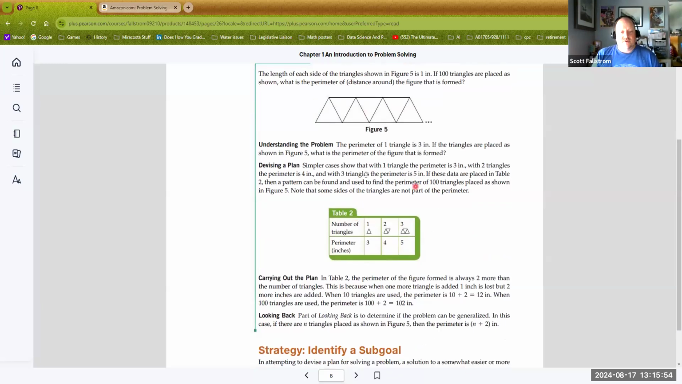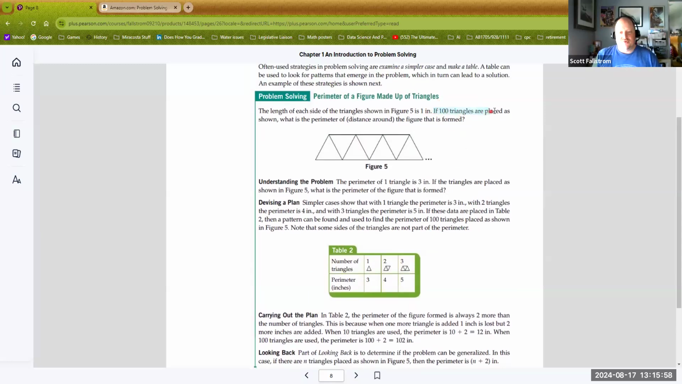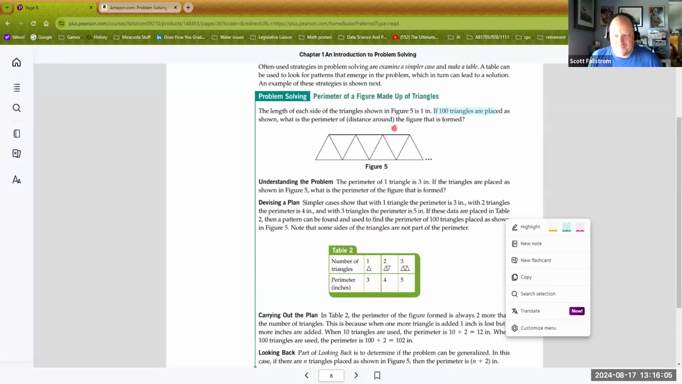So what would I do to make a table? Notice this one says if 100 triangles are placed like this, what is the perimeter of the figure that is formed? How interesting. What a great thought. I wonder how many that is. So if you're doing that, instead of jumping to 100 and trying to count how many there might be, you could say, wait, let me think.